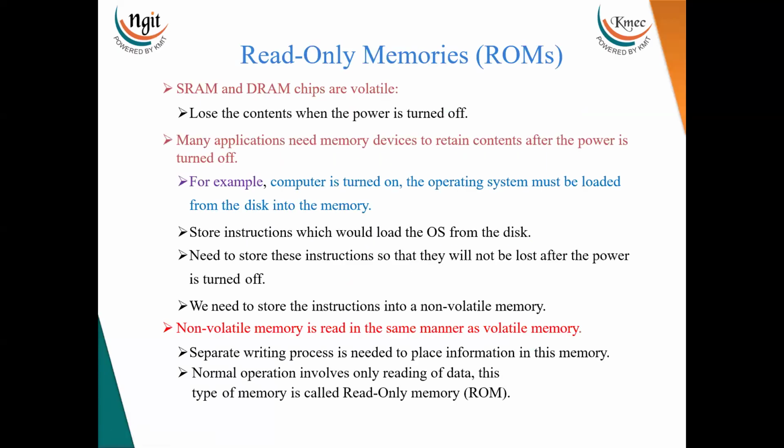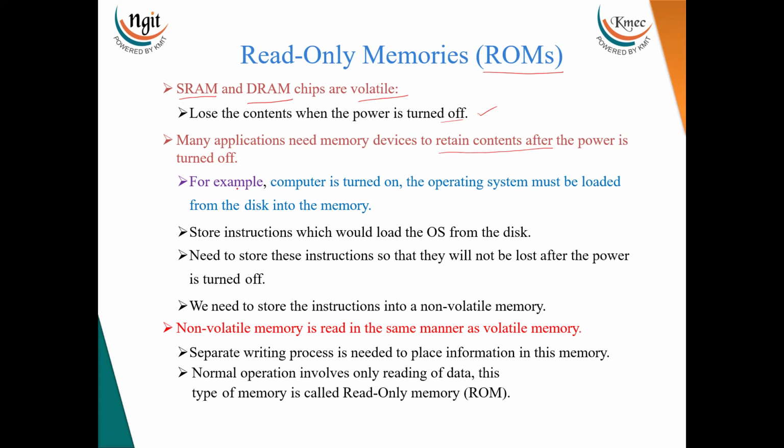In this lecture, we discuss read-only memory, ROMs, and types of ROM memories. In a previous lecture, we discussed SRAMs and DRAMs, which are volatile memories. What is volatile memory? It loses its content when the power is turned off. But for many applications, we need memory devices to retain the content after the power is turned off.